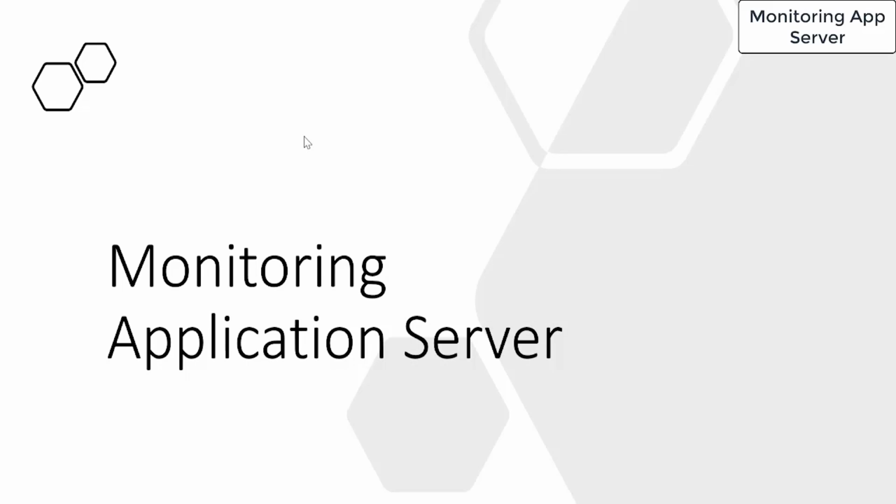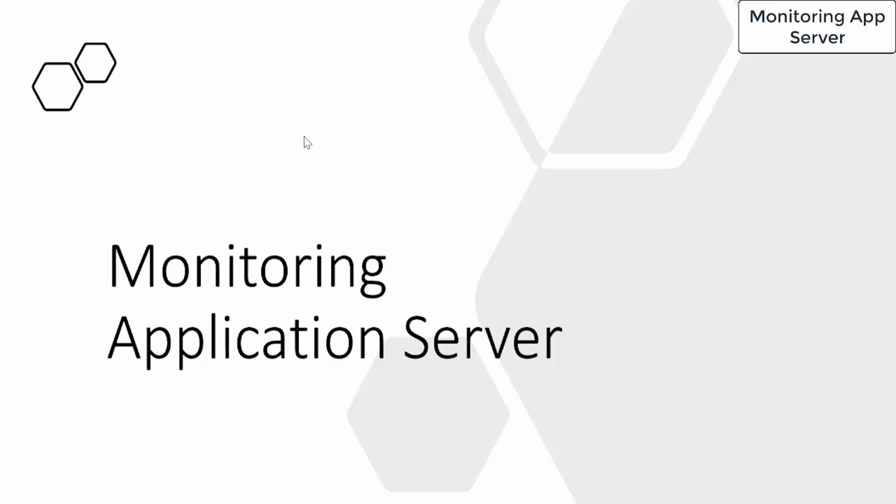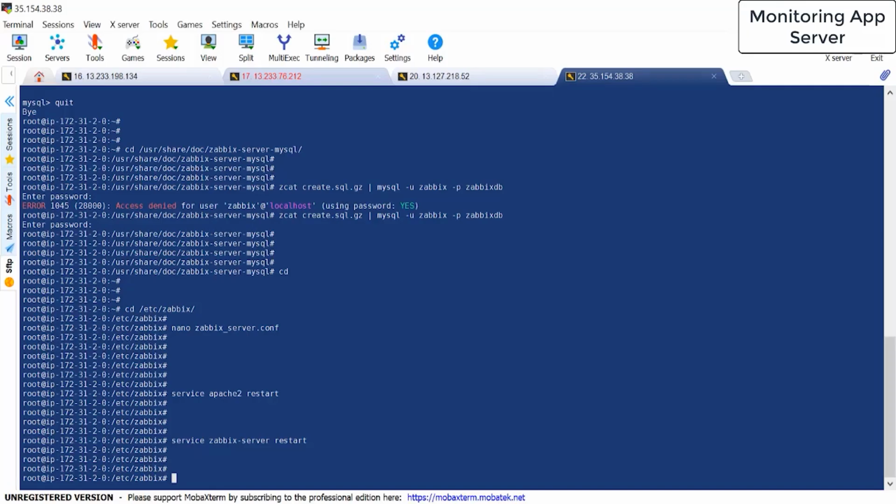Now we need to configure one Zabbix agent on our application server, and we need to set up a basic monitoring of CPU and memory using Zabbix. We'll now head over to the application server and we'll be installing first the Zabbix agent. Let's pick the public IP of this Zabbix server, .52.